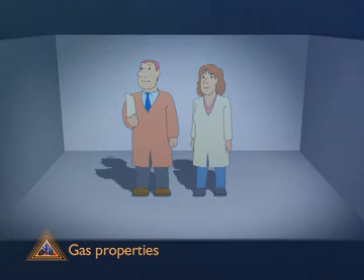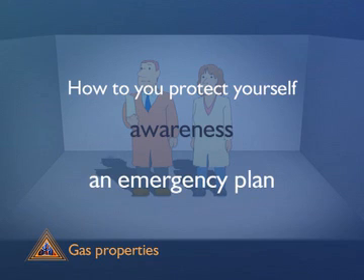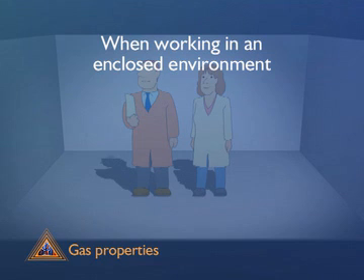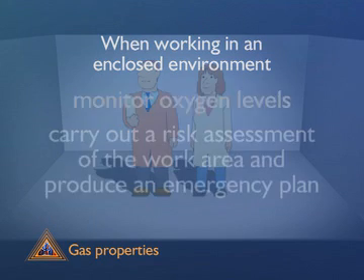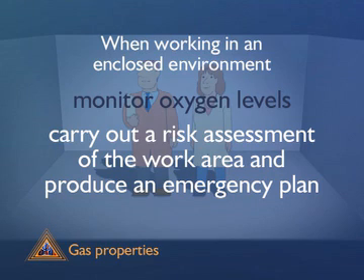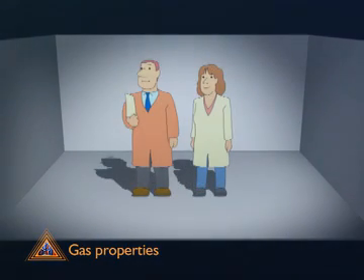So how can you protect yourself and your workmates from an invisible and undetectable danger? Well, firstly, awareness, and secondly, have an emergency plan. If you're working in an enclosed environment, you should monitor oxygen levels, carry out a full risk assessment of the work area and produce an emergency plan and train staff accordingly. Never work alone in danger areas. Make sure someone is there to help if you get into trouble.